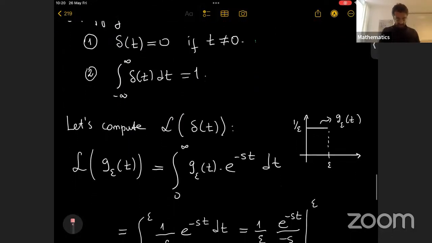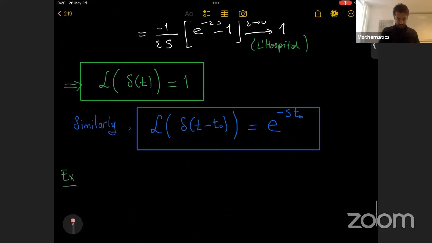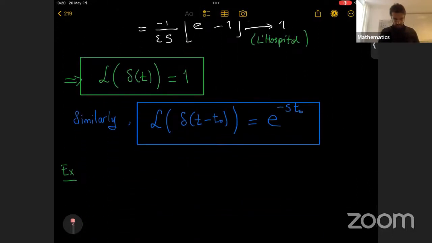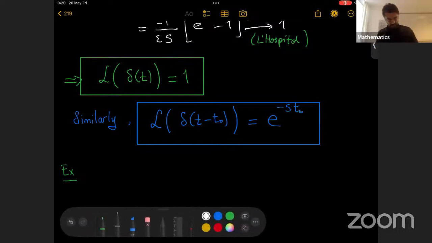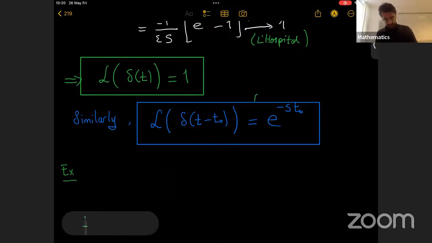Alright, so what's important here: we know the Laplace transform of the impulse function is 1, and when you shift it, it's e to the minus s t0. You can obtain this second one from the first one easily. I will not do it, but let me give this as an exercise. Obtain this yourself with the definition of the Laplace transform. This is an exercise for you, okay?